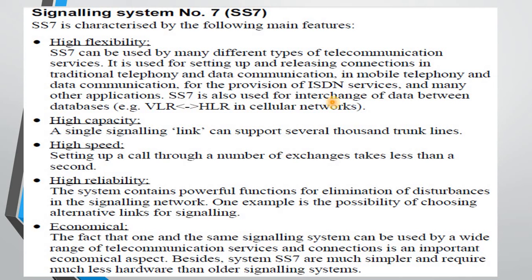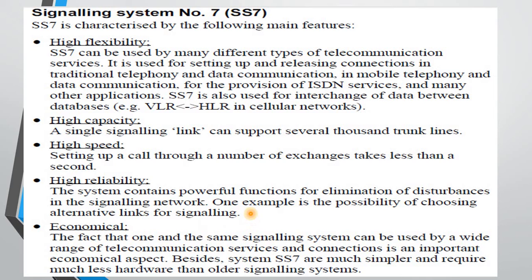SS7 is also used for interchange of data between databases, for example, MSCs and HLRs, VLRs and HLRs. It has high capacity: a single signal link can support several thousands of high speed circuits. It is very high speed at the same time. Setting up a call through a number of exchanges takes place in less than a second, in terms of milliseconds, depending on the processors and capability. It is highly reliable at the same time. The system contains powerful functions for elimination of disturbances. There are several procedures defined for that.